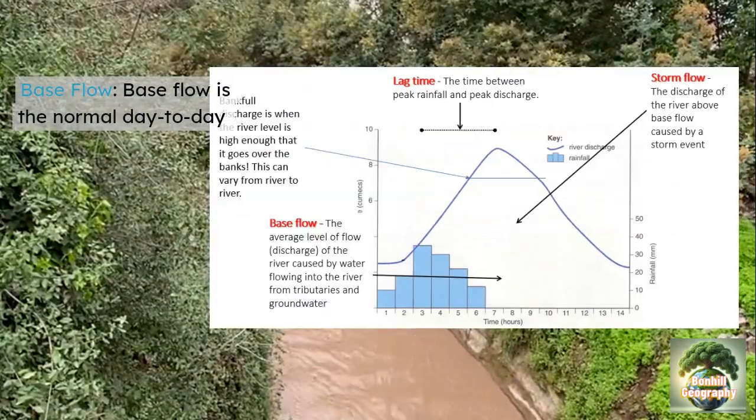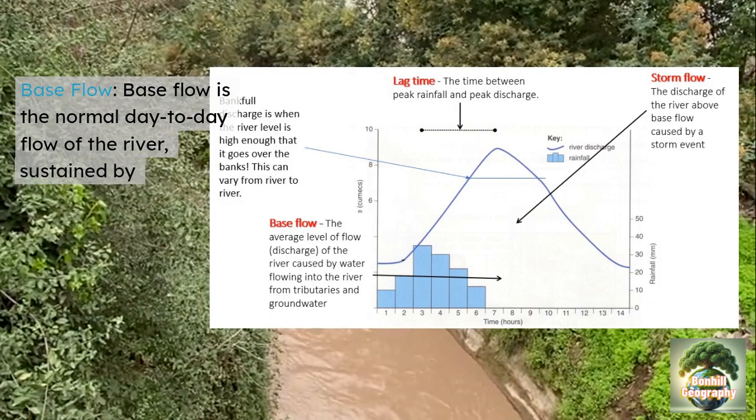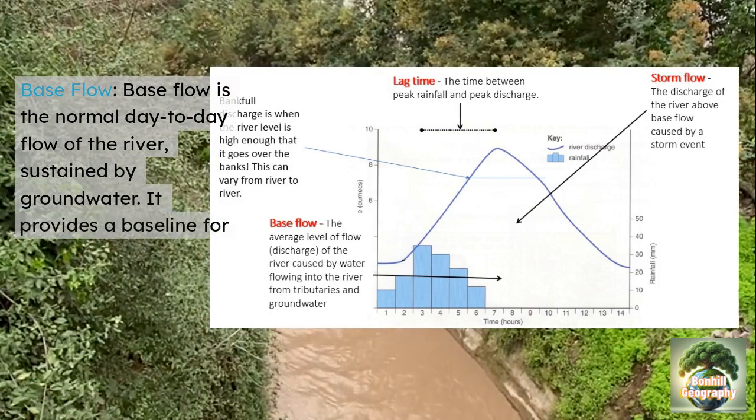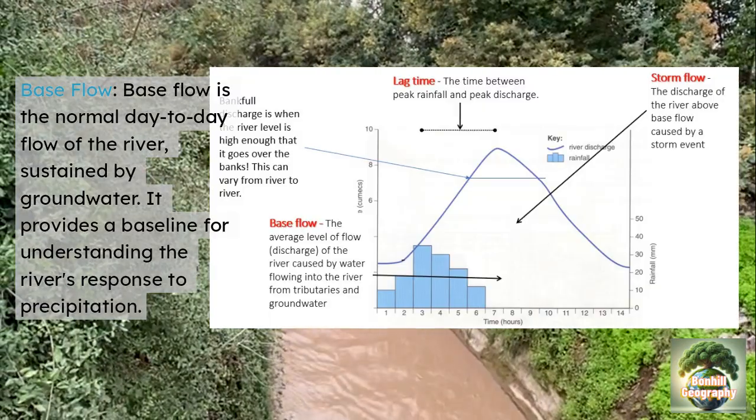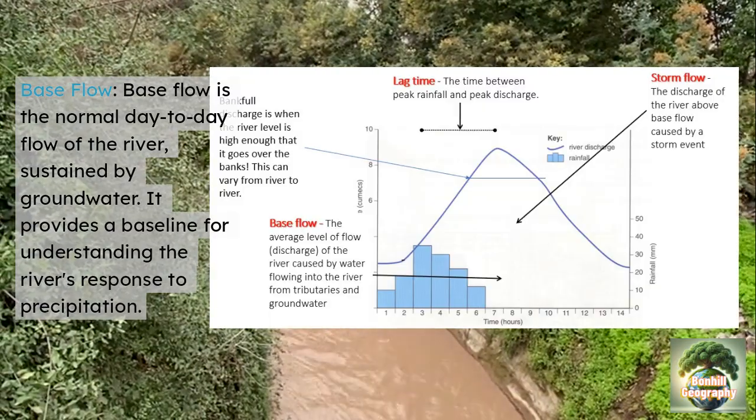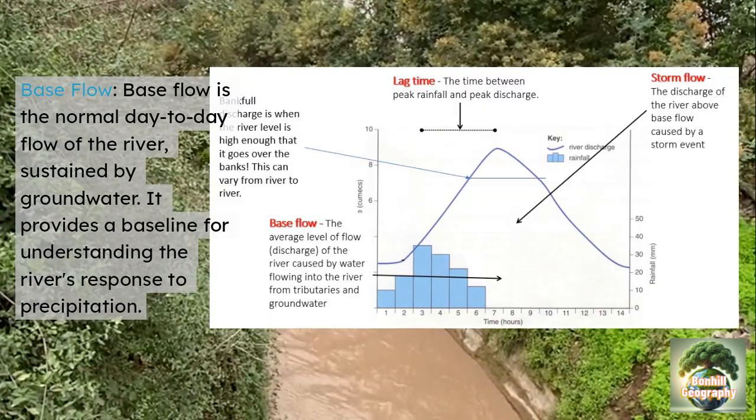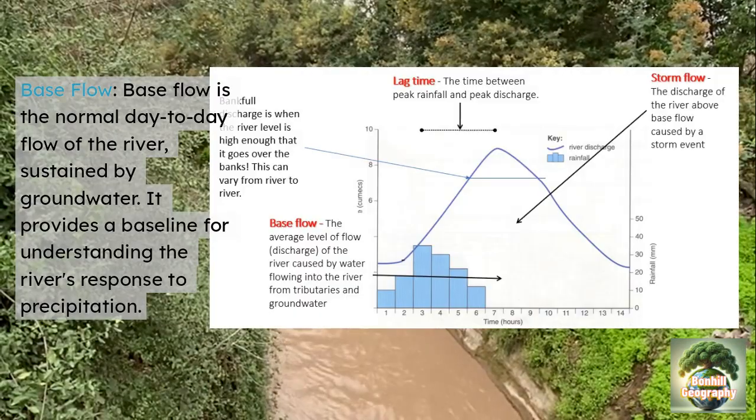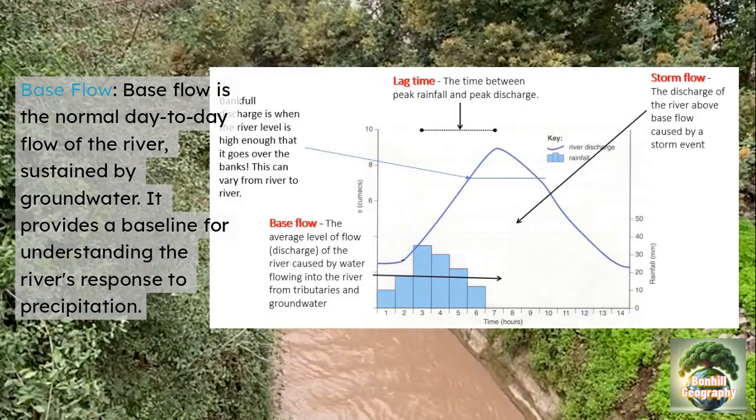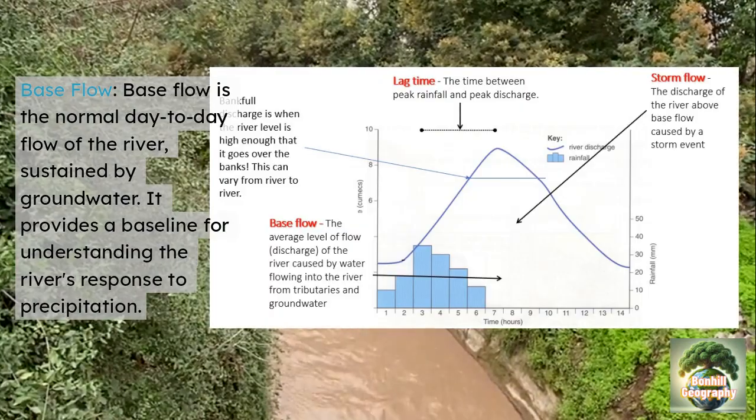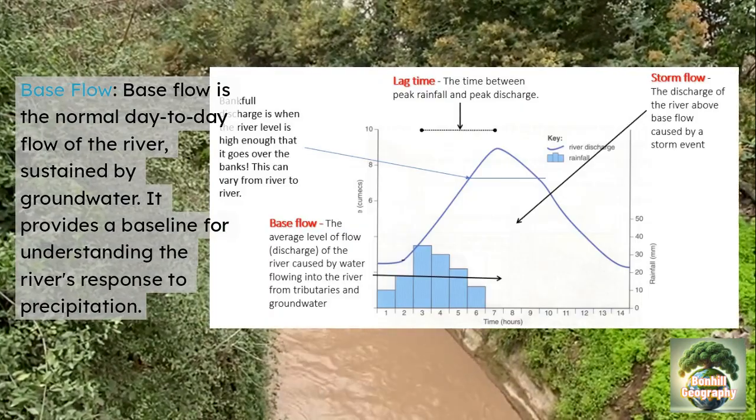Now, as previously mentioned, we have the base flow. This is the normal day-to-day flow of the river, sustained by groundwater, sometimes by the water table. It provides a baseline for understanding the river's response to precipitation events. We'd expect to see the base flow lining up with the start of our diagram and the end of our diagram. That shows the normal flow rate of the river.